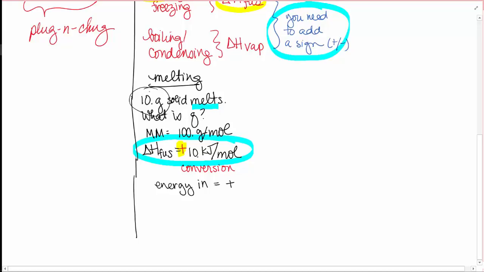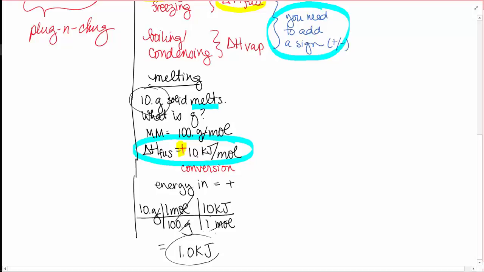All right, if I can convert between kilojoules and moles, moles and kilojoules, and I have 10 grams, I know I can convert that into moles. So that's what I'm going to do. I have 10 grams at a molar mass of 100 grams per mole. And I know I need 10 kilojoules per mole. So mole will go on the bottom, my 10 kilojoules will go on the top. Moles cancel, grams cancel, and I am left with 1 kilojoule. In other words, I need to put in 1 kilojoule of energy to melt that solid. Notice there's no Q equals SM delta T in here. I just did a unit conversion.